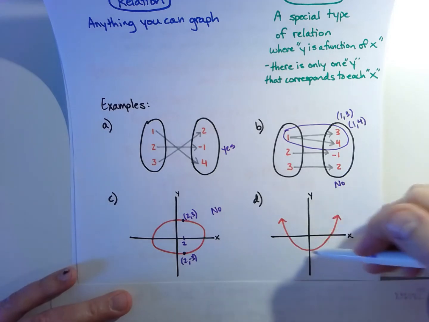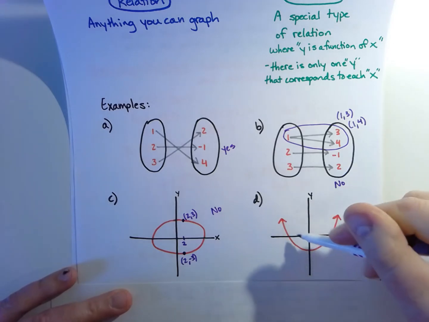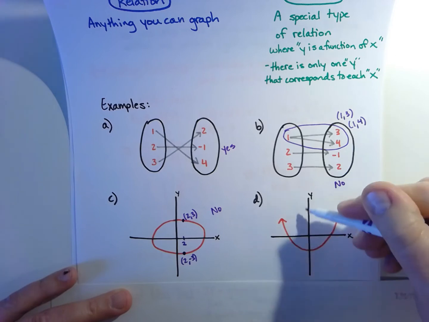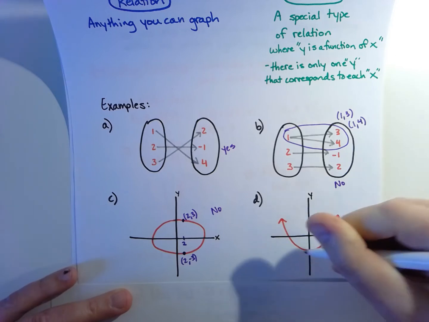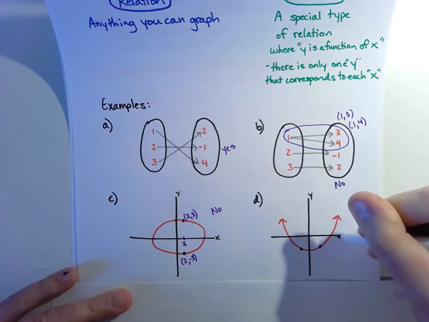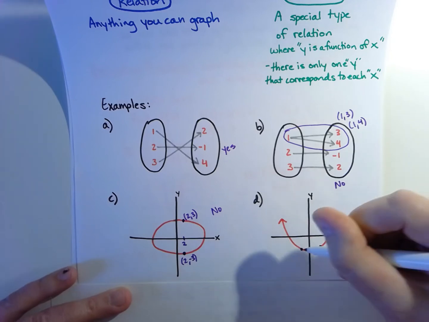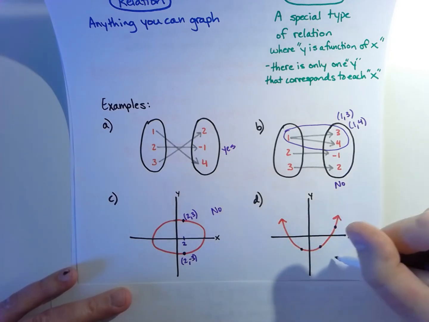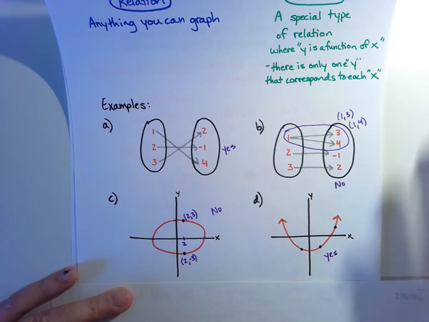Example D is a parabola. If we draw a vertical line anywhere on this graph, which we'll talk about in a second, we would only touch it one time. Each value of x corresponds with only one value of y. So this one's a yes.